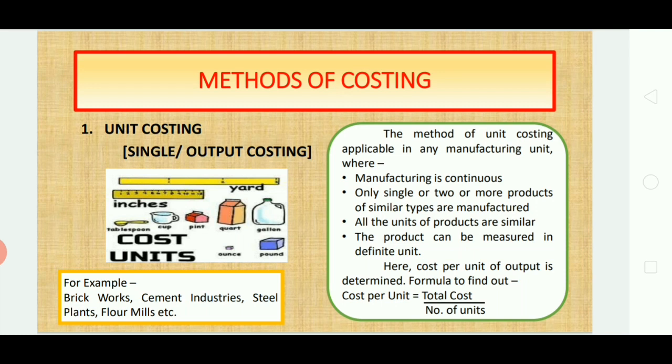So here you can see where the manufacturing is continuous, production is of similar type of products, and the product can be measured in a definite unit. At that time only the unit costing method is used. I hope now we are understanding the first method, that is unit costing method.